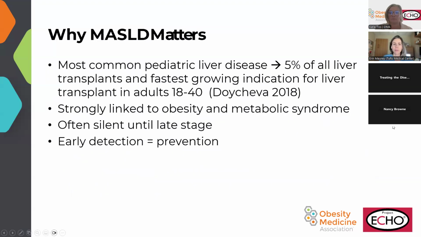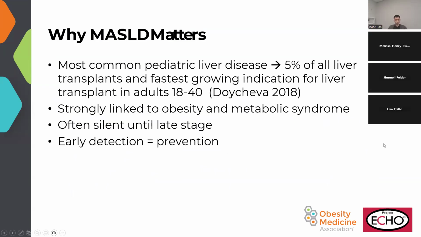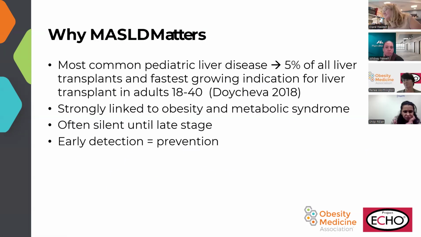So MASLD matters because it's the most common pediatric liver disease. And in fact, it also accounts for about 5% of all liver transplants and is the fastest growing indication for liver transplant in the young adult. So a lot of the patients who we see today who have the elevated ALT that might get missed for some time or kind of downplayed could go on to have really severe morbidity from this disease. It's strongly linked to obesity and the metabolic syndrome. And importantly, it's often silent until it is late stage. So therefore, early detection is prevention.